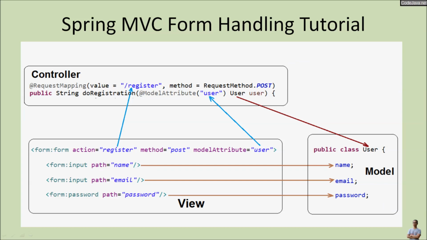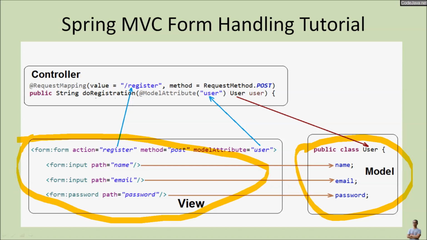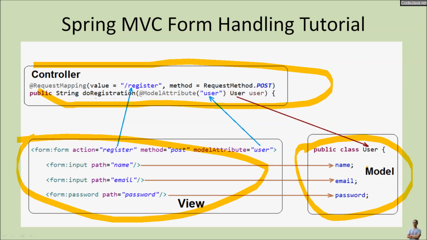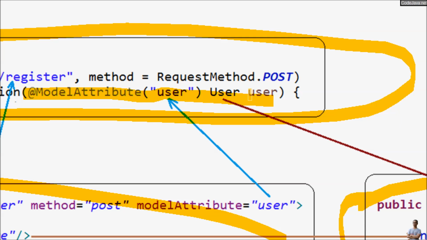This picture explains how to code form handling with Spring MVC. We have the model class that represents the information in the form. In the view, we use Spring form tags to map the HTML fields with the fields in the model class, and in the Spring MVC controller class, we use the ModelAttribute annotation to map with the model object.